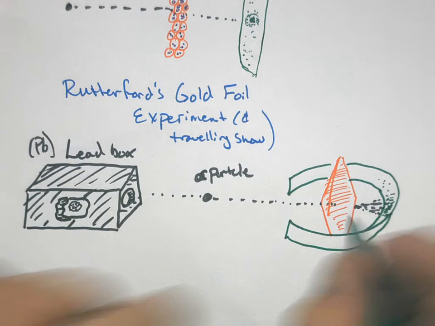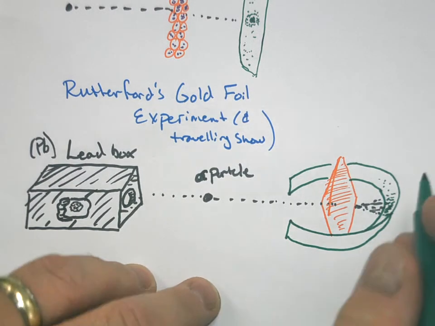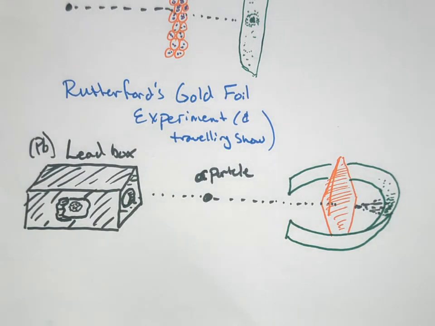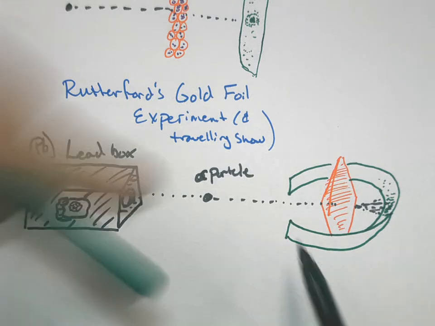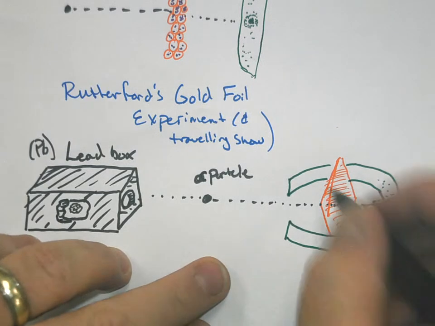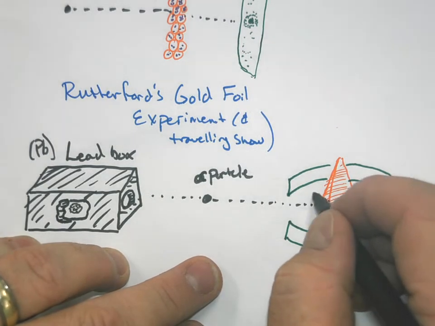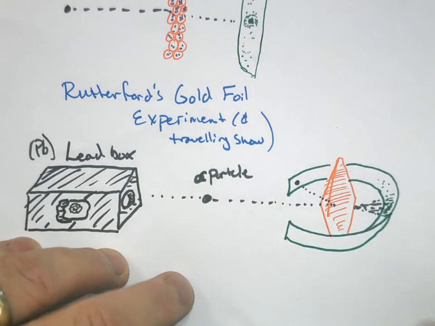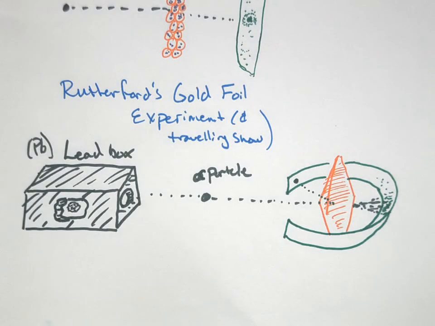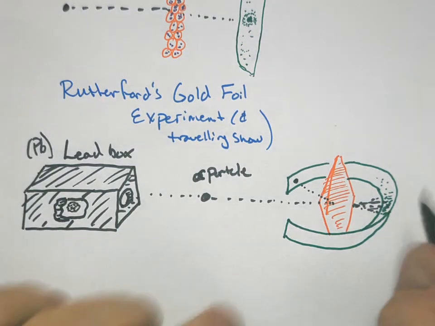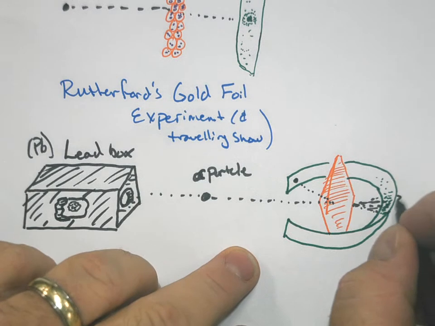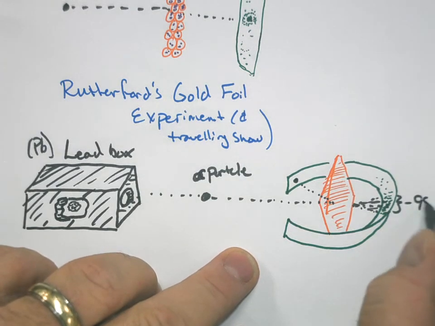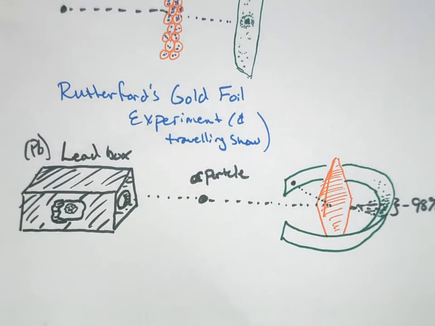Now, here's the catch. Because he put detectors, and here's why it was such a brilliant experiment, because he put detectors behind the screen, he was able to detect the ones that did that. And this is the important one. In this range right in here was 98% of all of the particles. 98% of the alpha particles went straight through, not affected whatsoever.